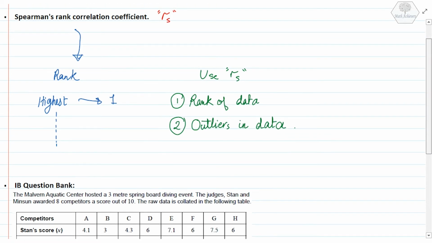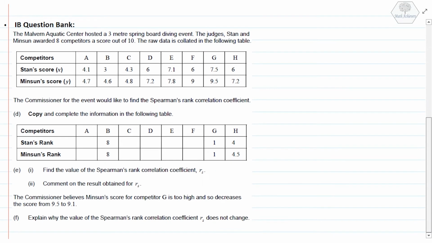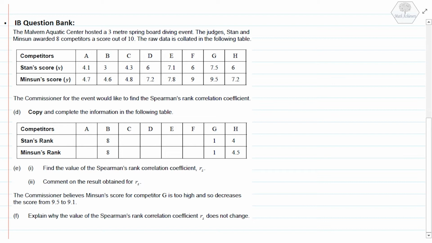Now let's solve a question from the IB question bank to show clearly how we'll be using Spearman's rank correlation coefficient. A Malvern Aquatic Center hosted a 3-meter springboard diving event. The judges Stan and Manson awarded 8 competitors a score out of 10. The raw data is collected in the following table. I have the competitors, I have Stan's score as the X variable and Manson's score as the Y variable. Here we have the original data, we have the scores.